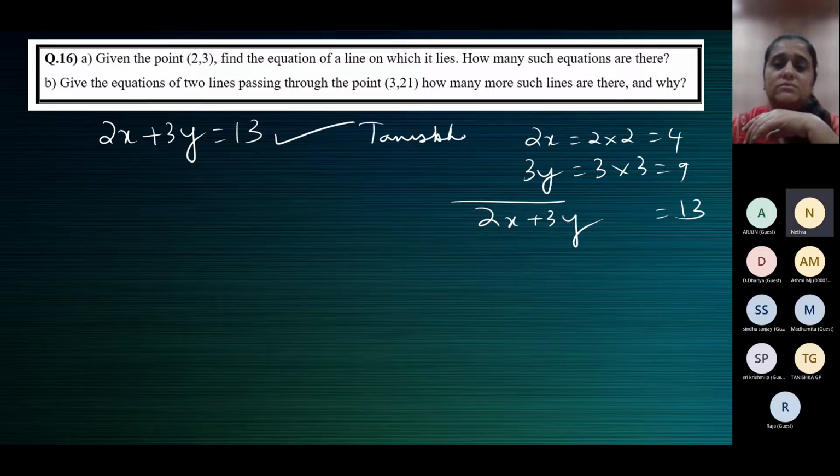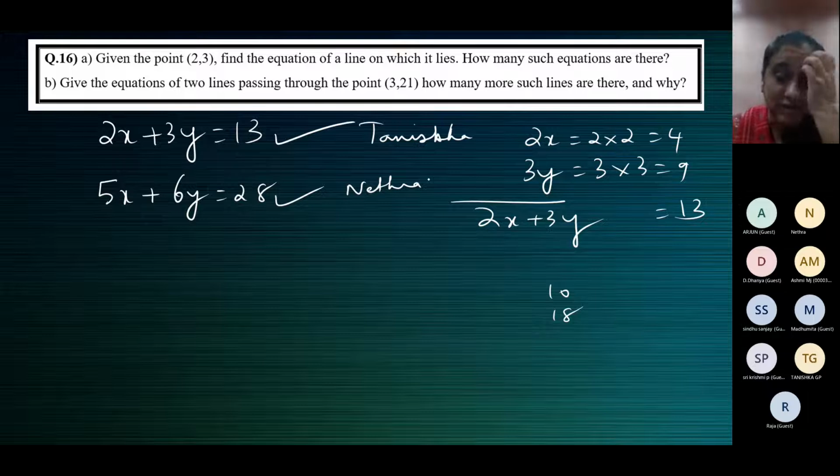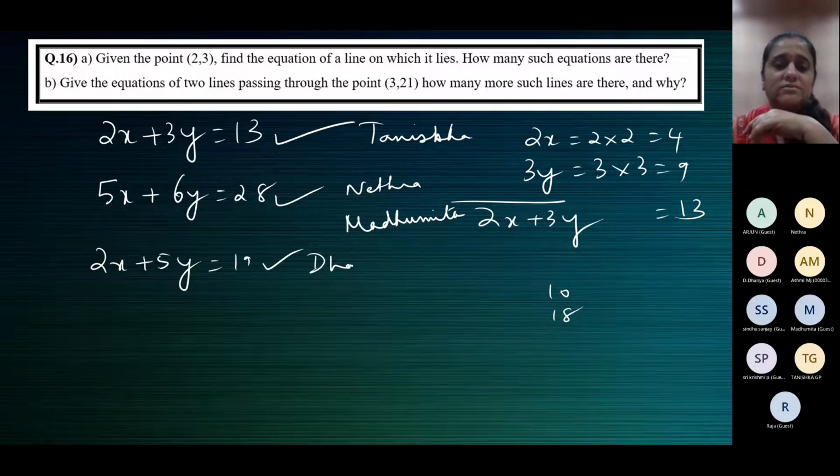Ma'am, 5x plus 6y is equal to 28. 5x plus 6y is equal to 28. So 5 into 2, 10. 6 into 3, 18. Yeah, correct. Correct, Netra. Very good. Tell me with minus, no? All of you are saying plus only. Use a minus sign. Yes. Madhumita also gave us one answer. Ma'am, 2x plus 5y is equal to 19, ma'am. Danya. Let's see. 2x is 4 and 5y is 15. Yeah, correct, Danya. Use a minus sign also, in the middle.